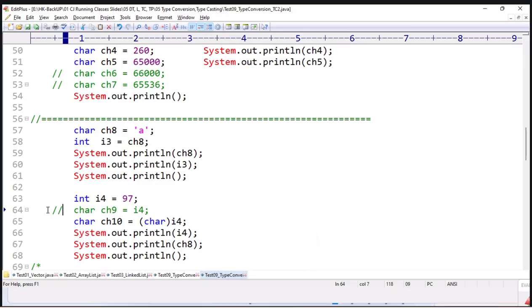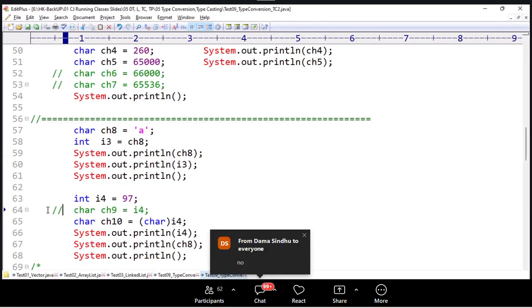Can I assign a byte variable to a char variable? With a variable, what do I have to consider? Range. What is the range of byte? Minus 128. Above, the char range starts from 0. Allowed or not allowed? Not allowed, because negative numbers are not allowed. Next, can I assign a short variable to a char variable? No, because of negative numbers. So, final conclusion table, tell me.